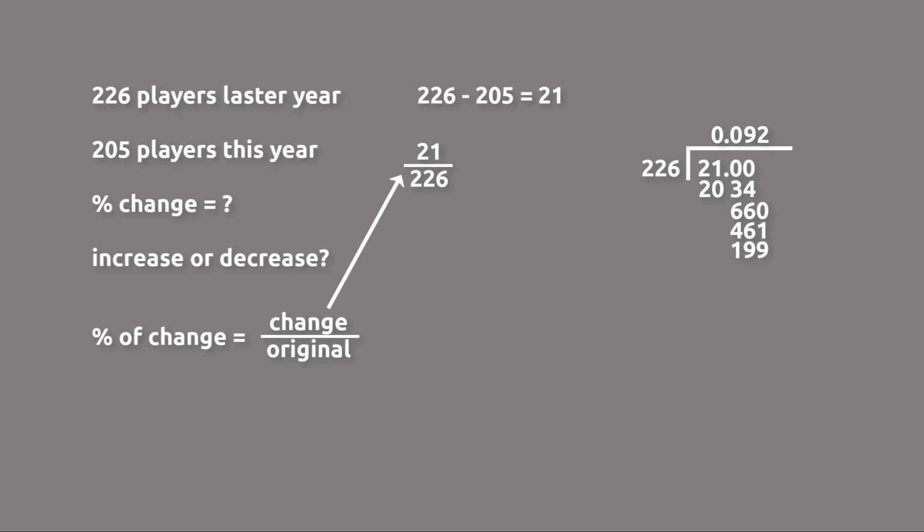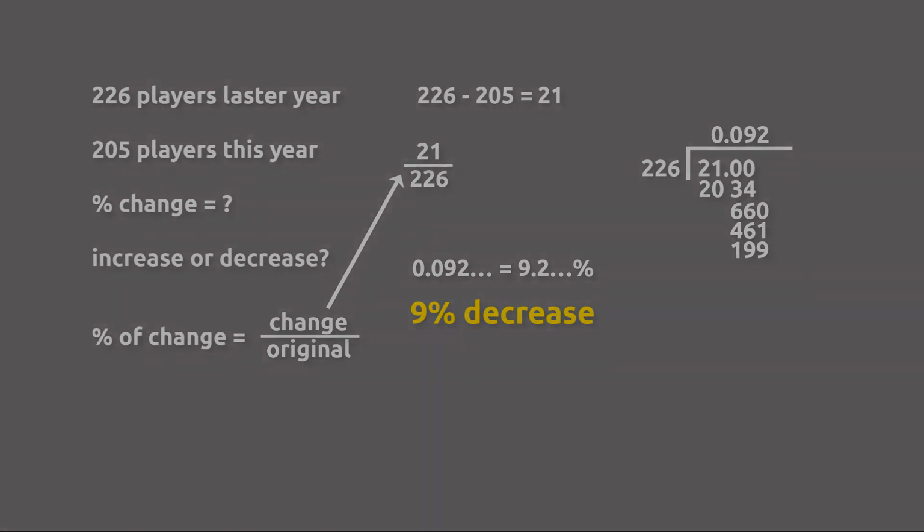We don't need to go any further because we are asked with this problem to round to the nearest whole percent. So 0.092... equals 9.2... percent, and rounded to the nearest percent, that is 9%, and we went from 226 to 205, so it went down. So it's going to be a 9% decrease.